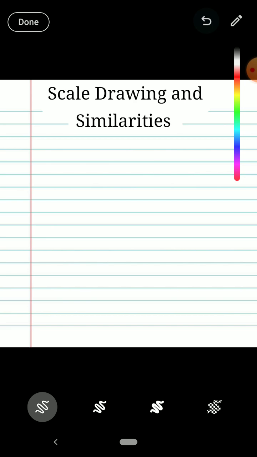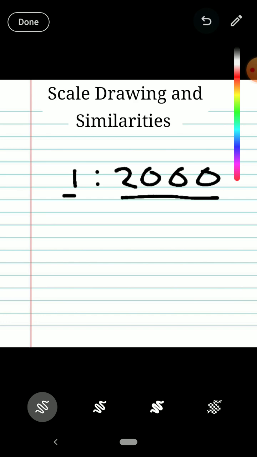Normally scales, we write them in this form. For example, when we write like this, we mean 1 unit on the map represents 2000 in actuality. So if this 1 unit is in centimeters, it means in reality it's 2000 centimeters. So 1 centimeter on the paper represents 2000 centimeters in actuality. In actuality means in reality.